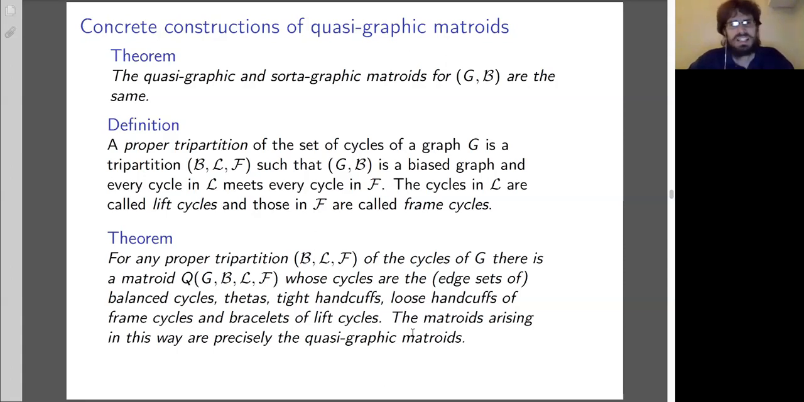For example, there's a nice theorem that if a quasi-graphic matroid is representable, then it has to already be either a frame matroid or a lifted graphic matroid. And that's easy to show using Ingleton's condition applied to some pair of disjoint frame cycles and some pair of disjoint lift cycles. So I won't show you the calculation, but it's pretty straightforward.